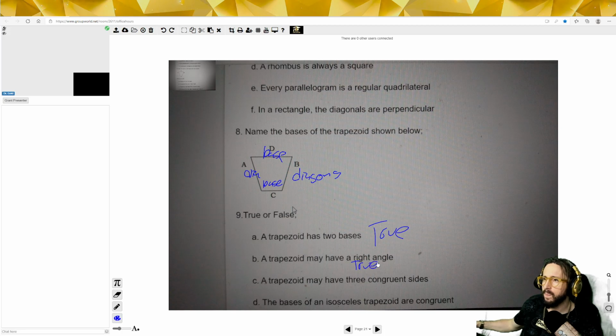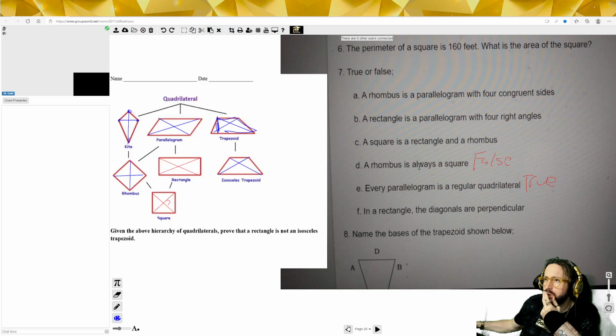Number F on top? Oh, this is false. A trapezoid may have 3 congruent sides. That's a good point, actually. Can it?